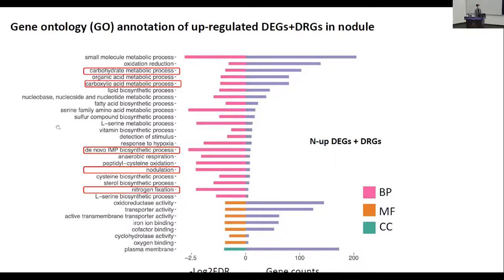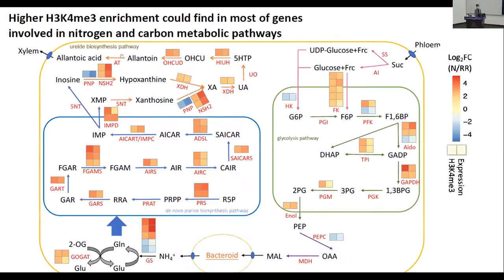Firstly, two important terms could be found here, nodulation and nitrogen fixation. We know that the function of the nodule is nitrogen fixation. Besides this, terms related to carbon and the de novo purine biosynthesis pathway could be found here. The exchange between carbon and nitrogen is a fundamental process during nodulation, so we plotted the nitrogen and carbon metabolic pathways here.